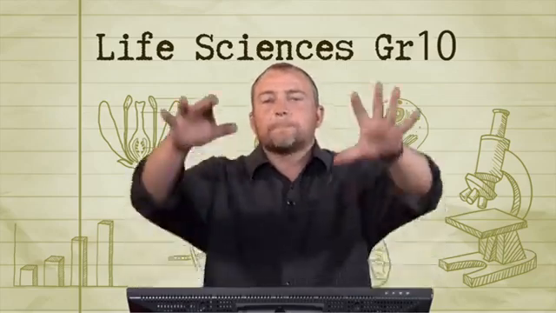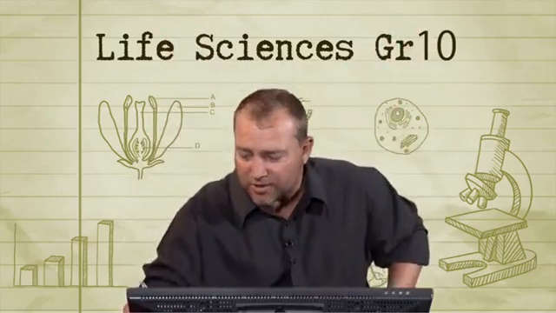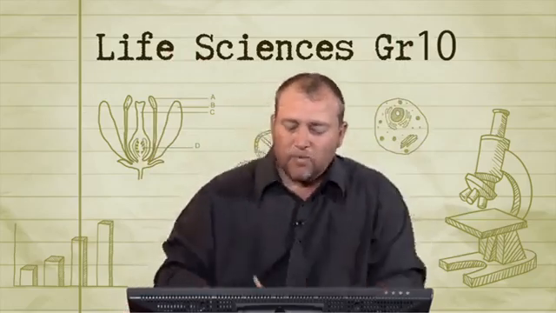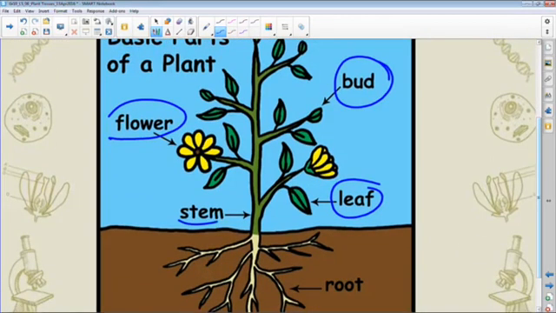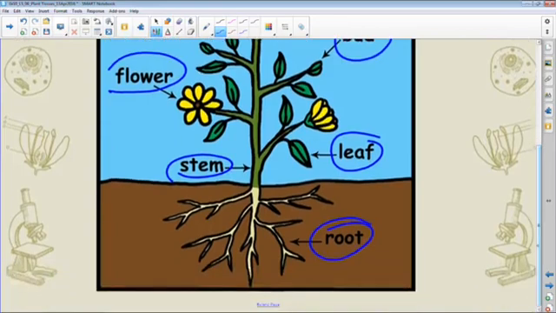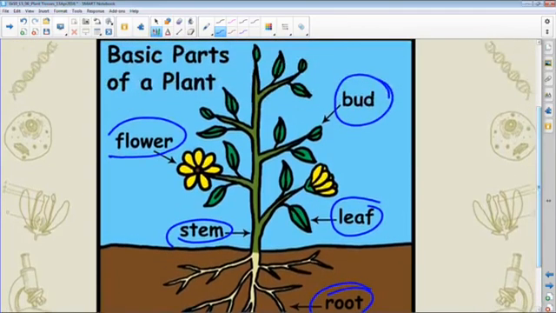The basic parts of a plant. Let's go have a look at this plant. Okay, here we go. We have a flower. We all know what a flower does, right? Okay, there's a bud, there's a leaf. All these things are basic. Stem, and of course, your root. It's a basic structure of a plant. So when I talk about flowers, of course you'll know what it is.